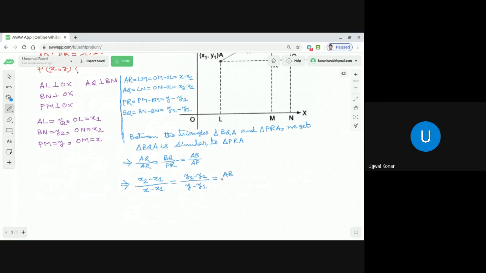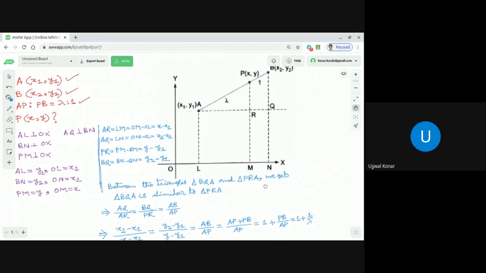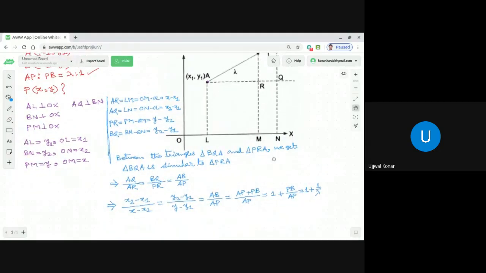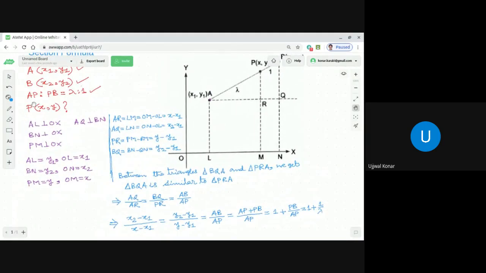Now, as it is AB by AP, we can write AB as AP plus PB. That is equal to AP plus PB by AP, that is AP by AP plus PB by AP. AP by AP is equal to 1, plus PB by AP. If you look into this diagram, AP is to PB is equal to lambda is to 1, which is given. So PB by AP is definitely equal to 1 by lambda. Hence, 1 plus 1 by lambda, and that is nothing but lambda plus 1 by lambda.